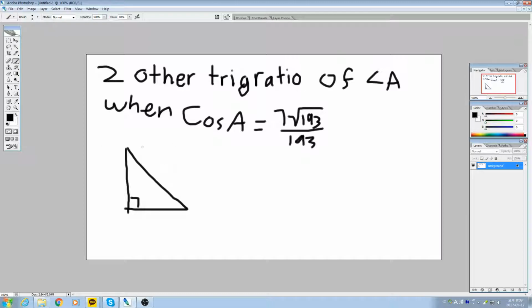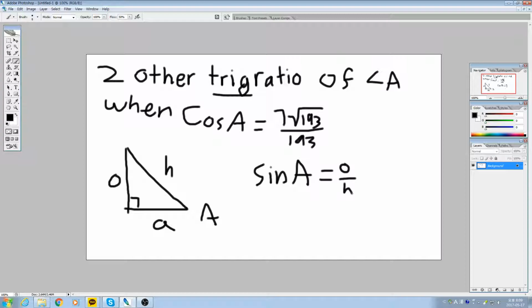Before moving into the problem itself, I'll tell you what a trig ratio is. A trig ratio is basically the ratio between these three sides of a right triangle. For example, let's say this is A, and this is O, and this is H. Sine of A will be O over H. All right, now we've got that established.